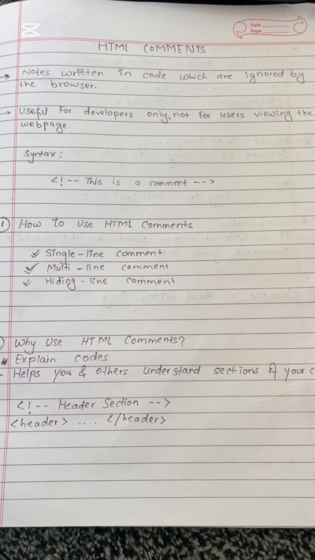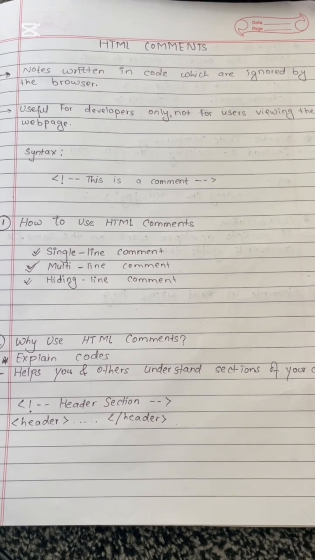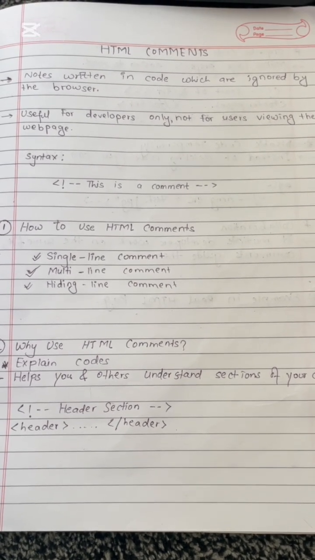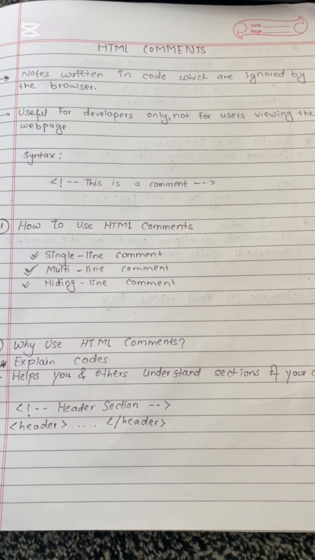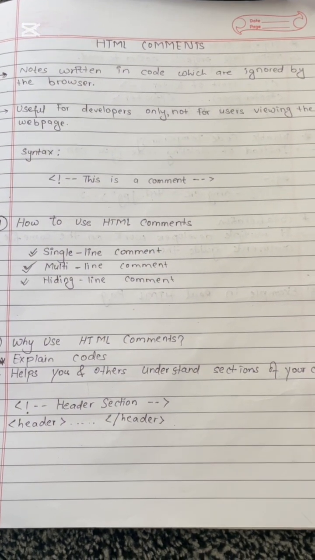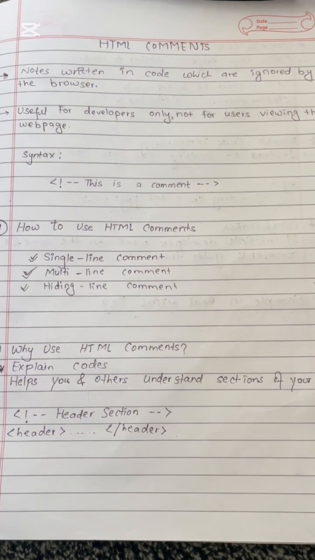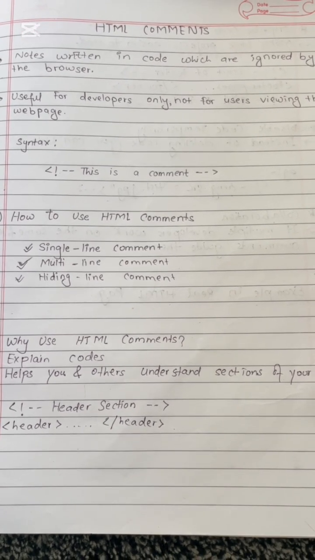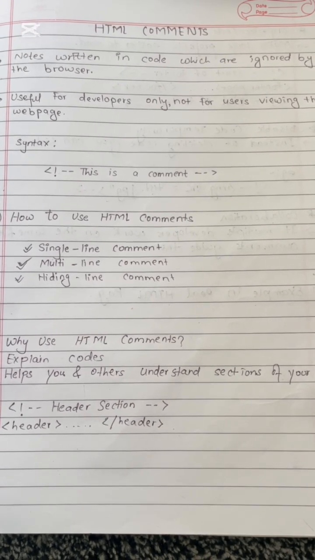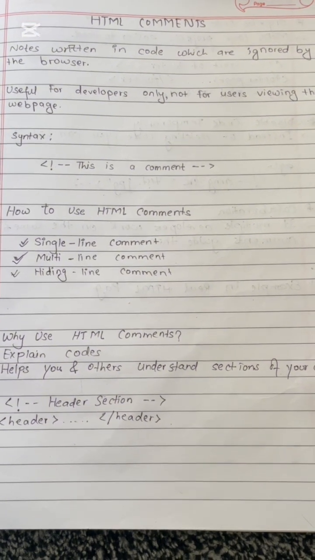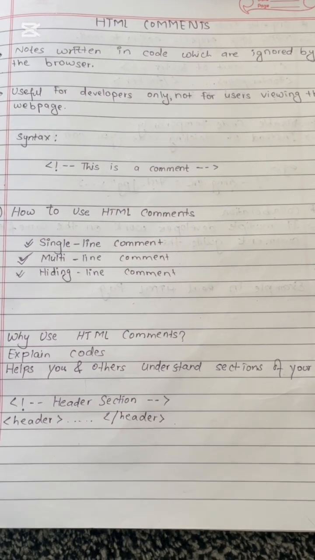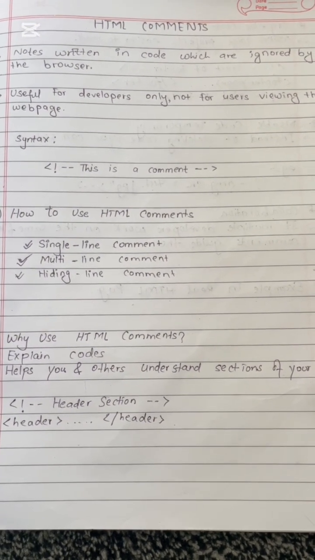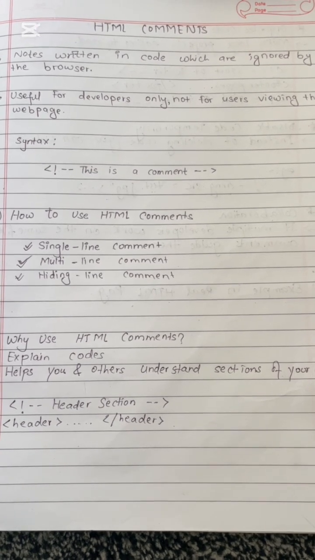What are HTML comments? HTML comments are nodes inside your code that the browser ignores. Users won't see comments on the web page, they are only for the developers. Why do we use comments? Comments can be used to explain code, organize sections, or hide code.